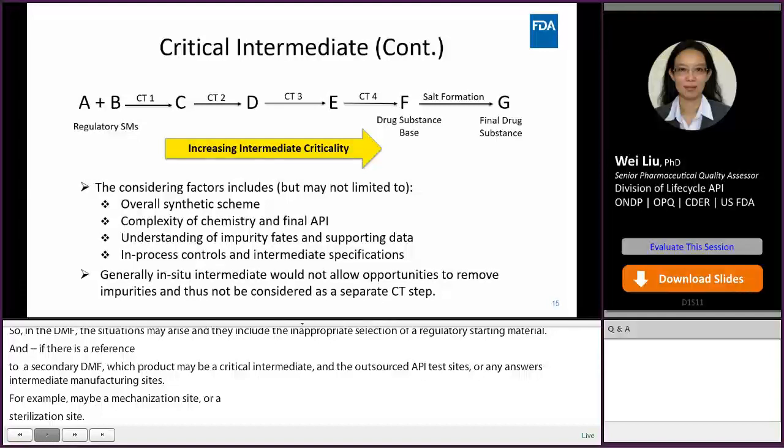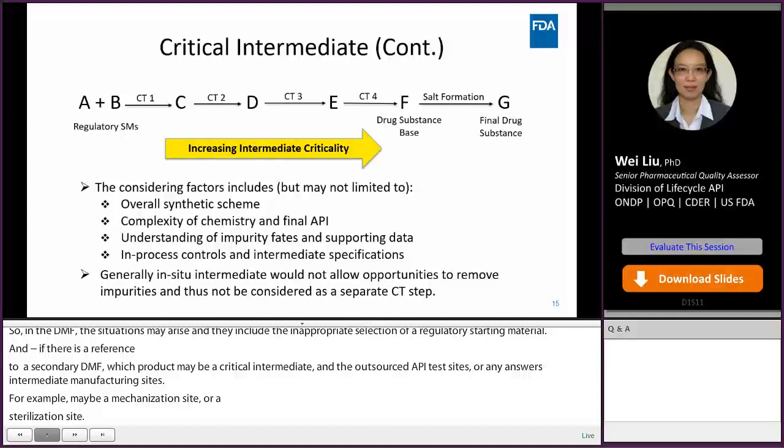An additional consideration is in-process controls and the intermediate specification. For example, with the same number of purification steps from the intermediate to the final drug substance, an intermediate with purity of 85% and an intermediate with purity of 95% will bring different levels of risk to the drug substance quality. In most cases, an in situ intermediate doesn't have opportunities to remove impurities because it doesn't have purification steps. So we don't consider it as a separate chemical transformation step.